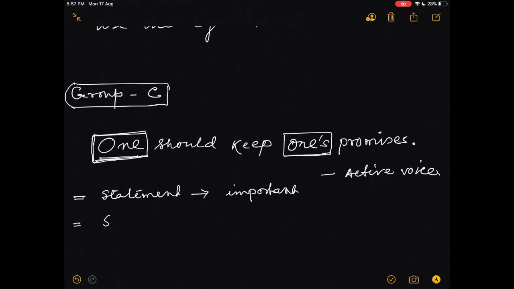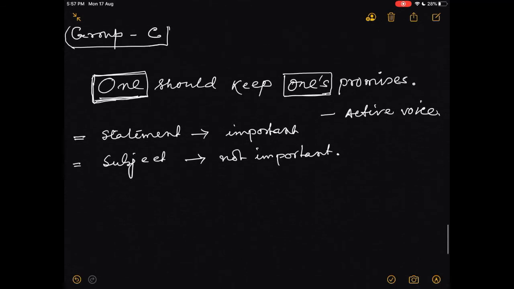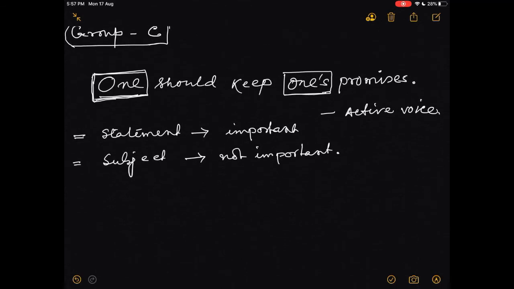Okay, subject not important. Not important. In this case, how it will be changed? See. So one's promises, this one is the object here. Write the object first.